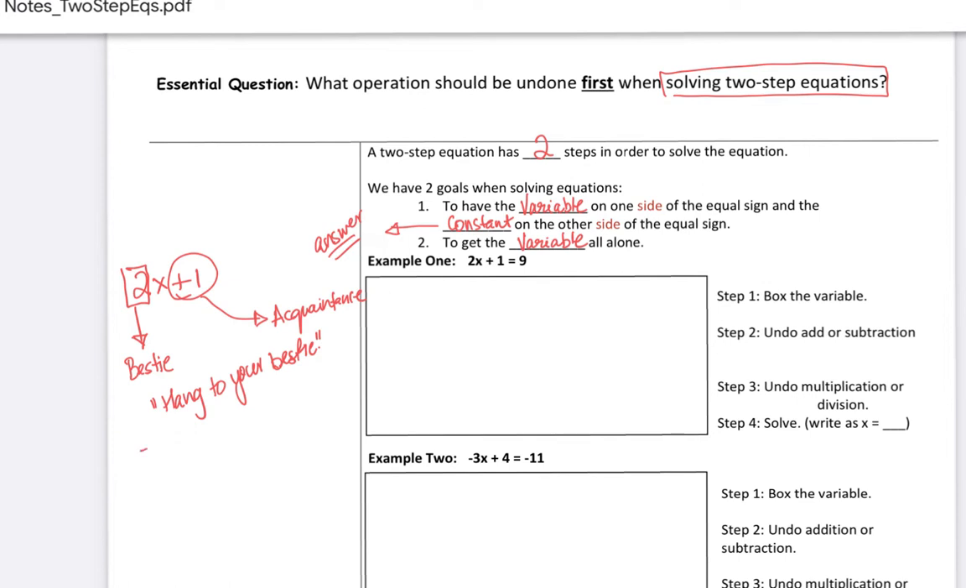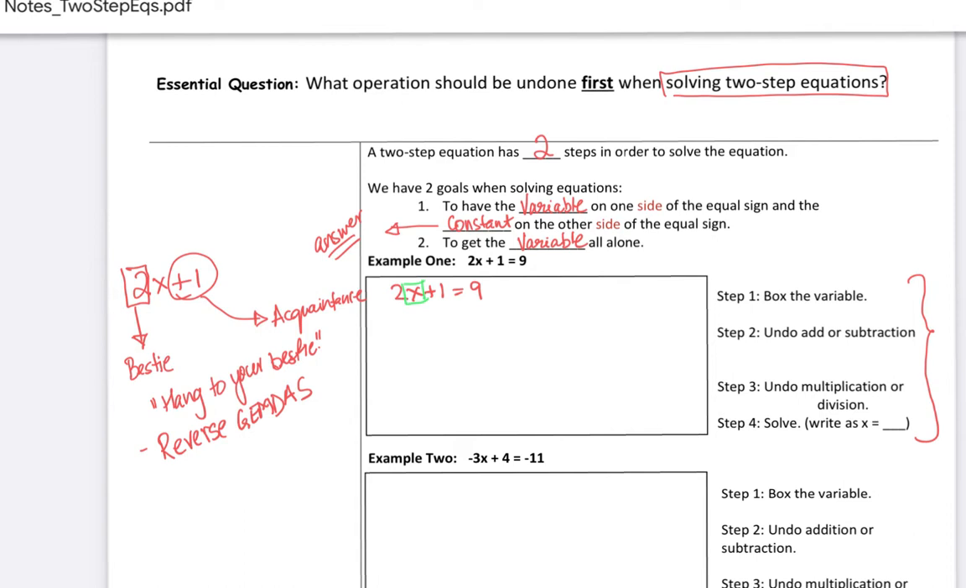The other piece that I want you to remember is that you are so good with GEMDAS, and we use reverse GEMDAS, so in reverse order, to solve two-step equations. So my first two-step equation example is 2x plus 1 equals 9. And I'm going to follow the steps that I have in this section right here to guide me. My first step is to box the variable. So I'm going to make a box around the variable.